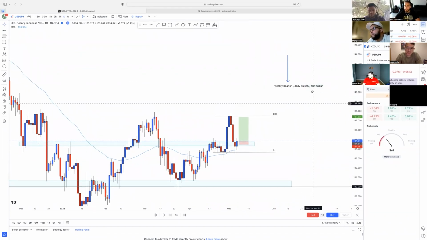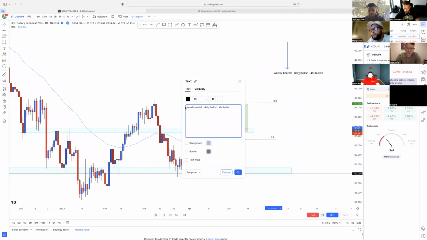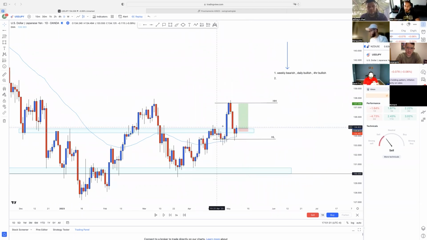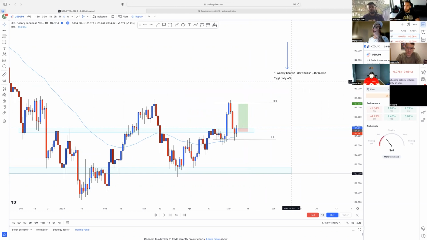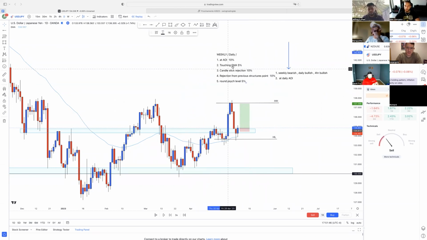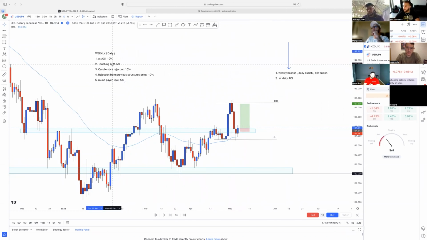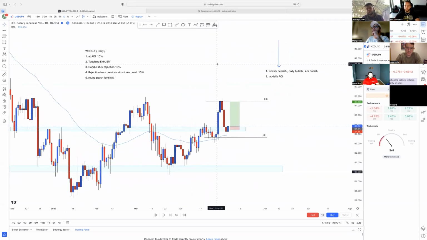Perfect. So we understand here, this is confluence 1. And then we move on to confluence 2. For confluence 2, we then have the area of interest. Are we at an area of interest? Clearly. So we are at our daily area of interest. So now this is where the rest of the strategy and the confluences come in. If you guys understand everything to this point, type 1. If you don't, type 2.